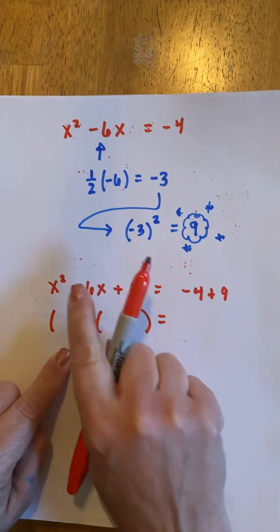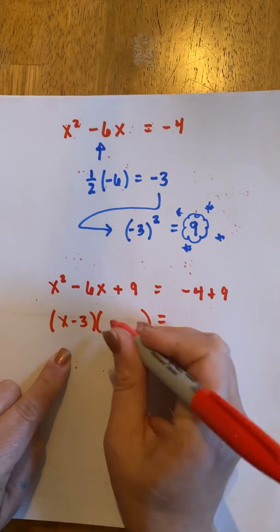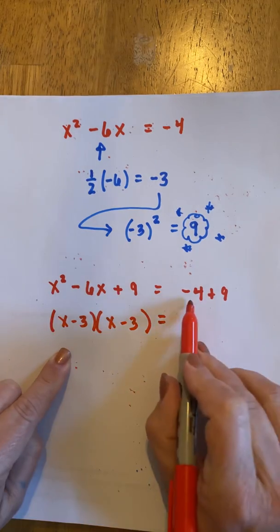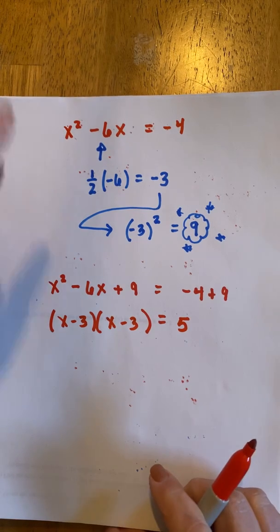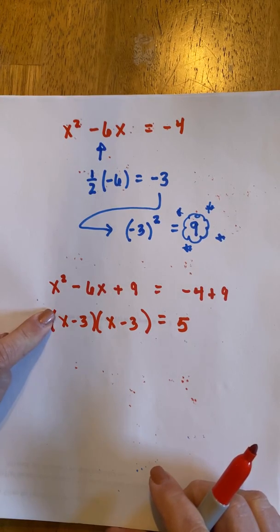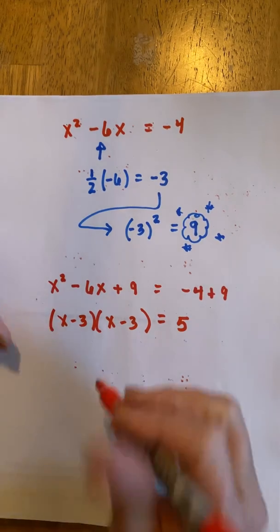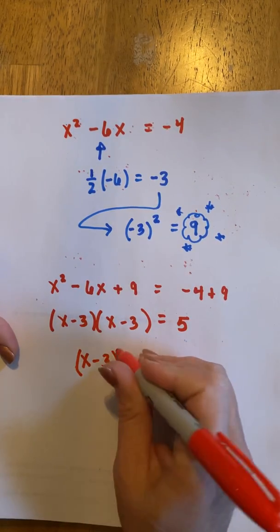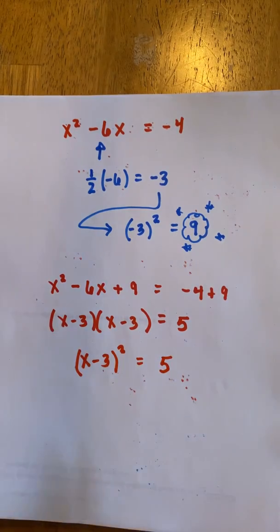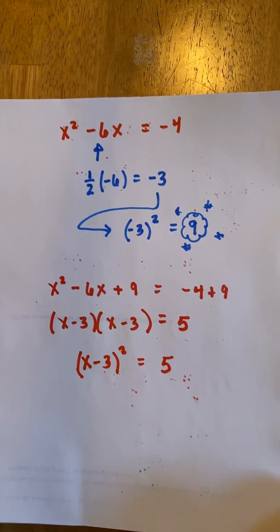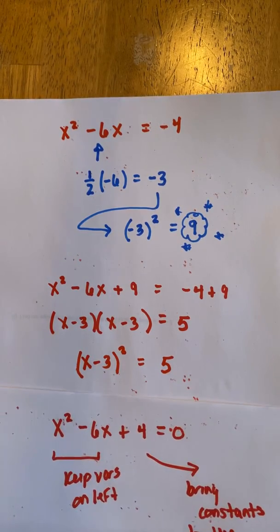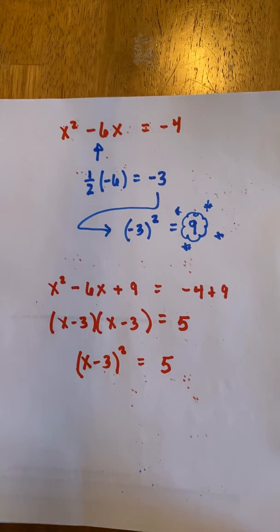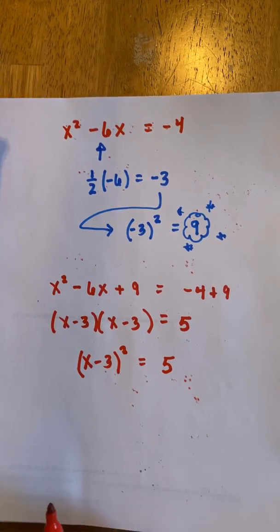What can we multiply to get positive 9 and add to get negative 6? Well, x minus 3 and x minus 3. Negative 4 plus 9 is 5. So x squared minus 6x plus 9 equals 5 translates into x minus 3 times x minus 3 equals 5. We're going to now write this as a square. x minus 3 squared equals 5. So solving our original problem, x squared minus 6x plus 4 equals 0, is equivalent to solving x minus 3 quantity squared equals 5. Now it's in the form something squared equals a number, and we can solve it.